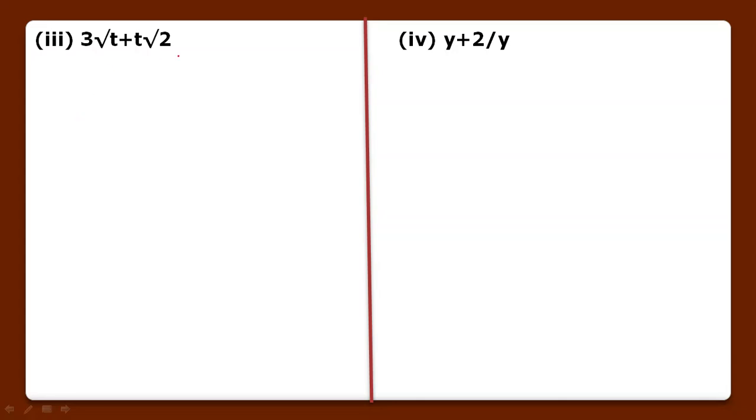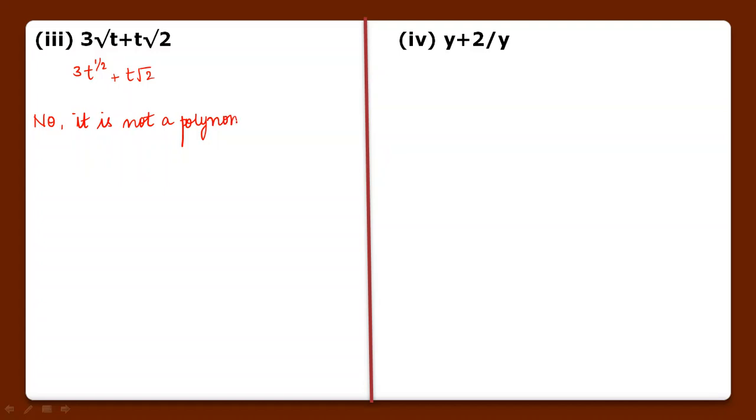Now let's come to third part. 3 root t plus t root 2. Root t, we have studied in laws of exponent, is t raised to the power half, plus t root 2. Here it is in one variable, that is t, but the power of the variable is not a whole number, it is a fraction. So we can write here the reason also. No, it is not a polynomial.